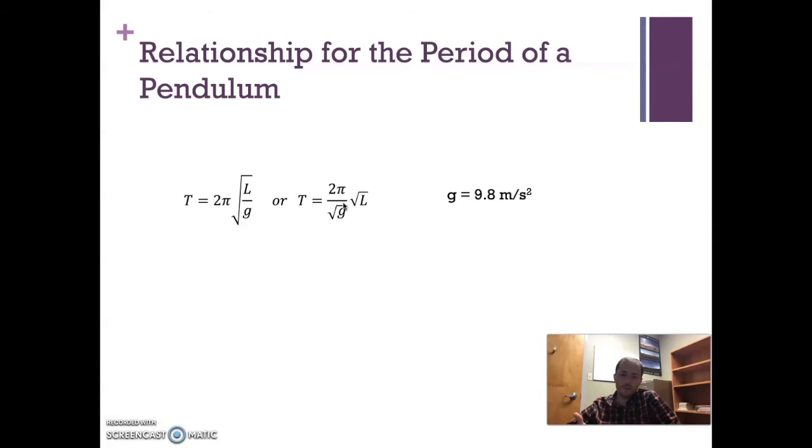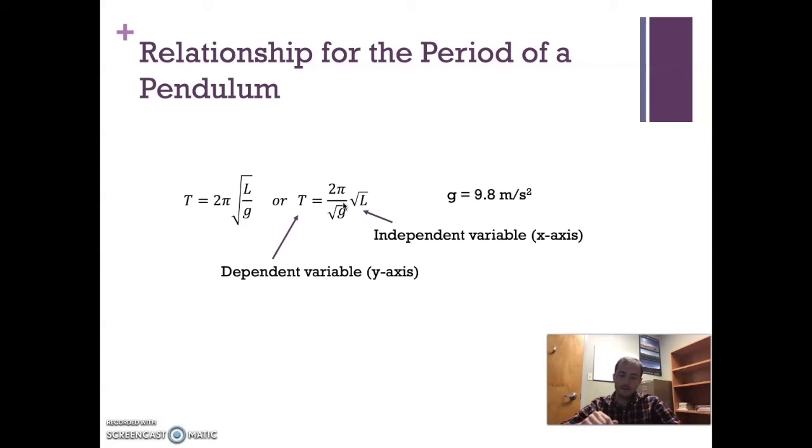Now, if you think about what we've been doing in this experiment, we have control over the length. That is what is called the independent variable. And if you try to graph something, which is one of the things we're going to be doing next, your independent variable is going to go on your x-axis. The period is what depends on the length. It's called the dependent variable, and it goes on the y-axis.